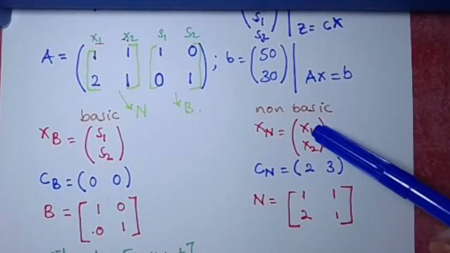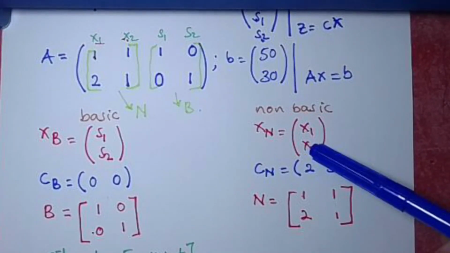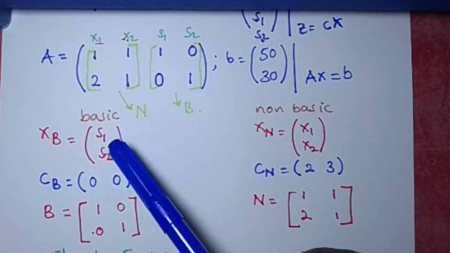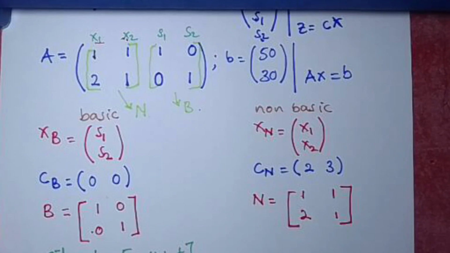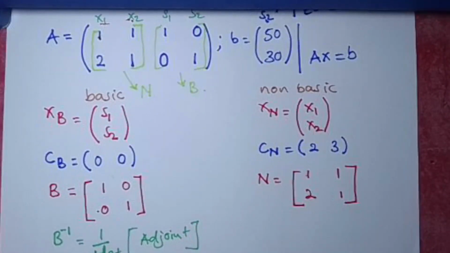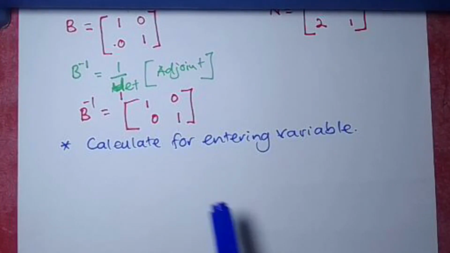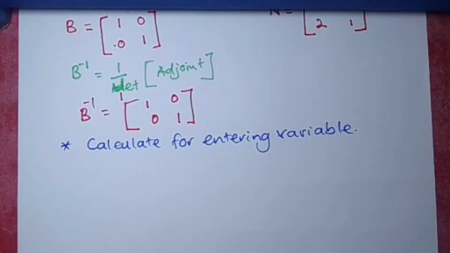We want to find which of these two non-basic values, x1 and x2, is going to enter into the basic side. So with that, let us proceed. The question there says to calculate the entering variable. Now the main point here is we shall use a certain formula.